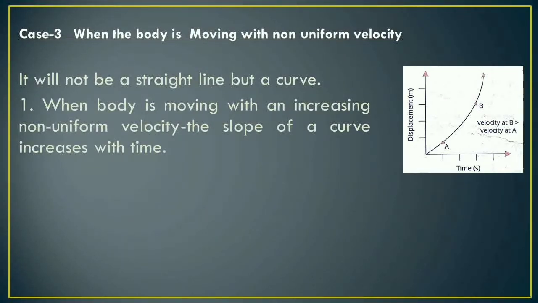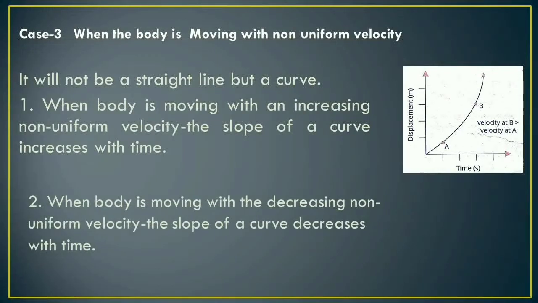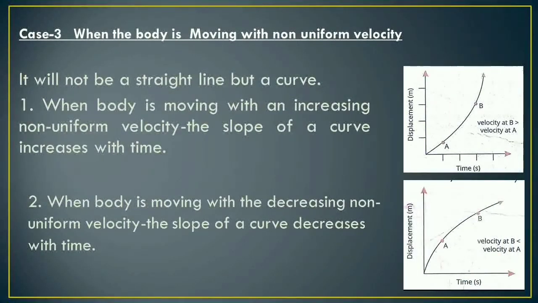In our second possibility, when the body is moving with decreasing non-uniform velocity, you must always remember that the curve line will go downwards. So the displacement time graph for a body moving with a decreasing non-uniform velocity is a downward sloping curve. Here the slope of the curve decreases with time.